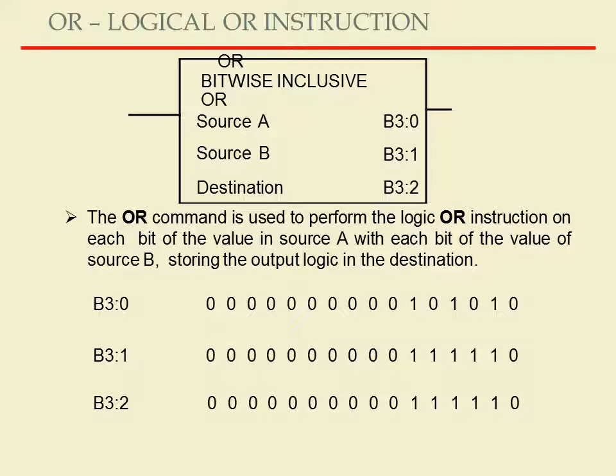So here the OR command is used to perform the logic OR instruction on each bit of the value in source A with each bit of the value of source B, storing the output logic in the destination. So see, the bitwise OR operation is done on the bits in the B3:0 file and B3:1 file, and whatever is the output is stored bitwise again in B3:2.